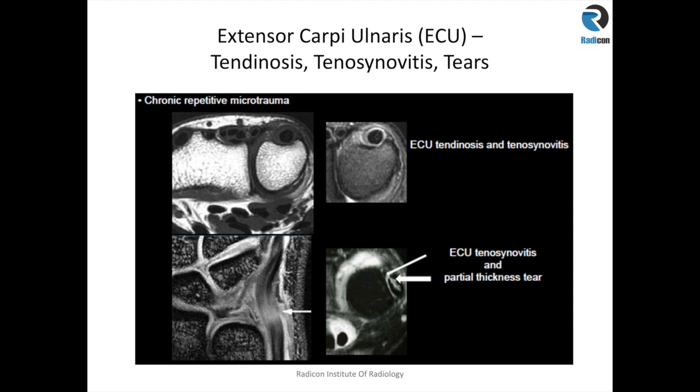So you get signal change within the tendon with some surrounding soft tissue thickening and reaction, which can suggest tenosynovitis. And in extreme cases, you get a bit more fluid signal intensity running into the ECU tendon. That would be consistent with a partial thickness tear.